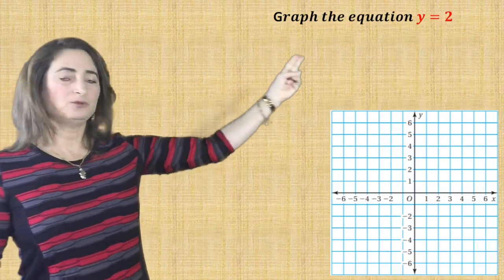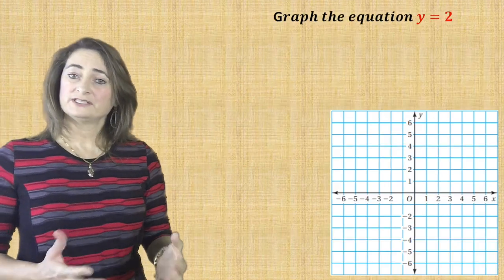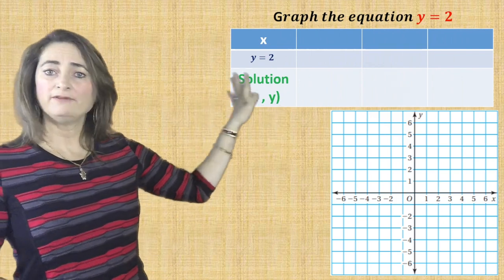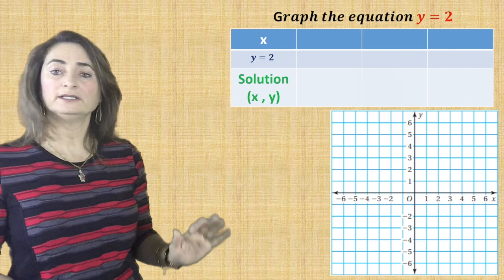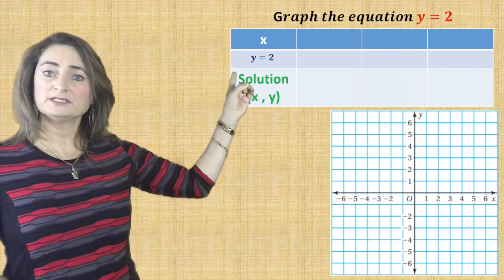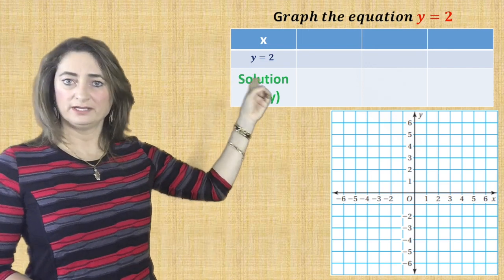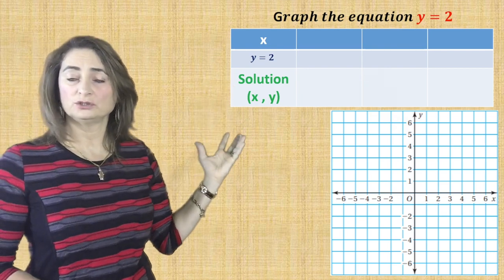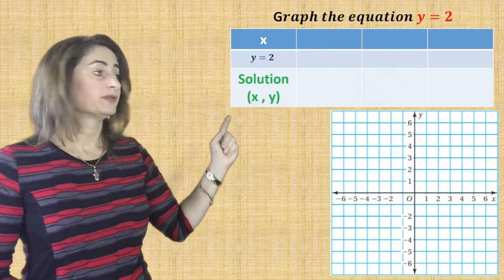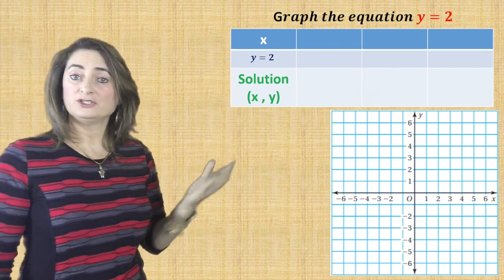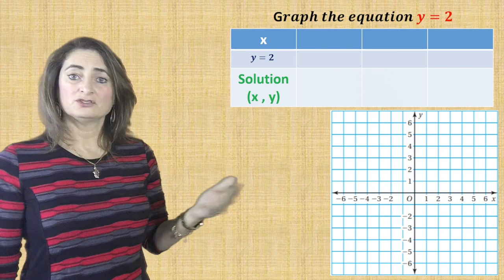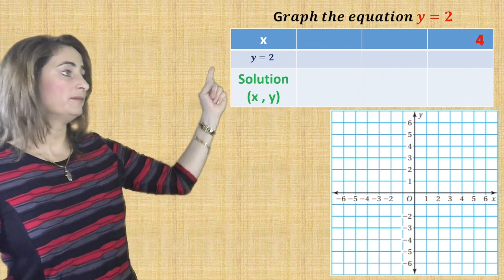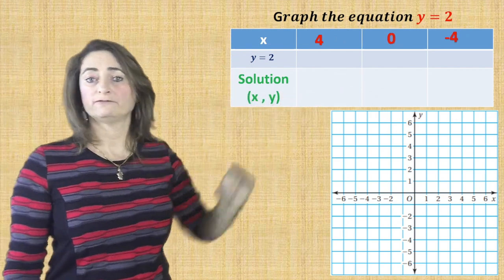Now let's graph the equation y equals 2. The first step is to make a table of values. You can have the table horizontally or vertically, it does not matter. But always the first column or row has to be the x, the second one has to be the equation, and then the y and the solution that you need to plot. So x, again, you can find any value of x. Choose any number you want, but I want 1 positive, 0, and 1 negative. So this time I will choose 4, 0, negative 4.